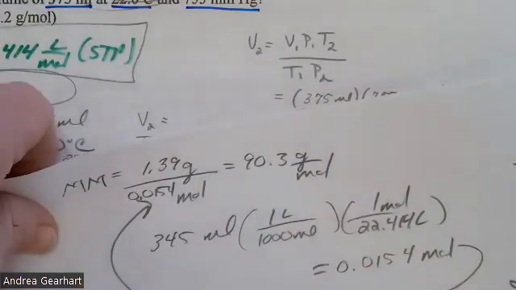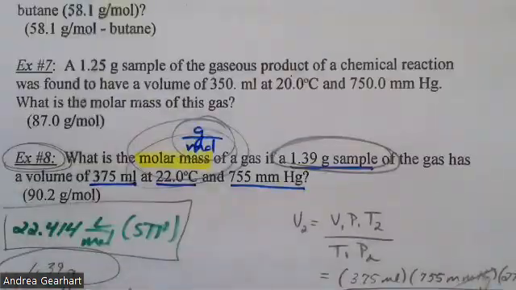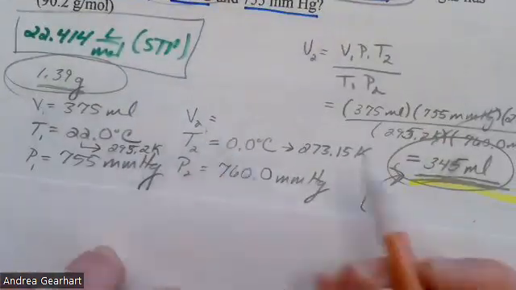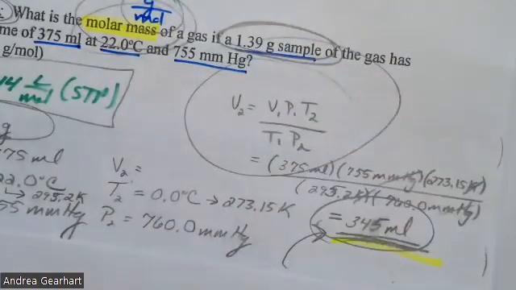So the situation is that if we're not at STP, it's our volume that we need to adjust, and we'll apply the combined gas law to do that.